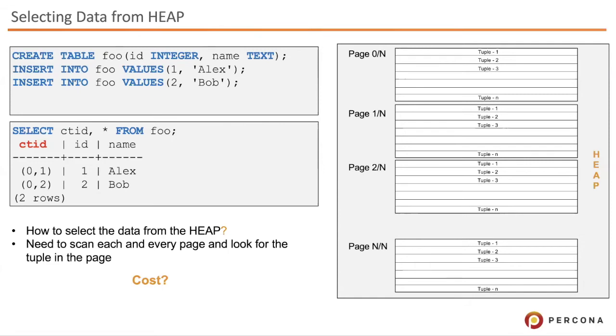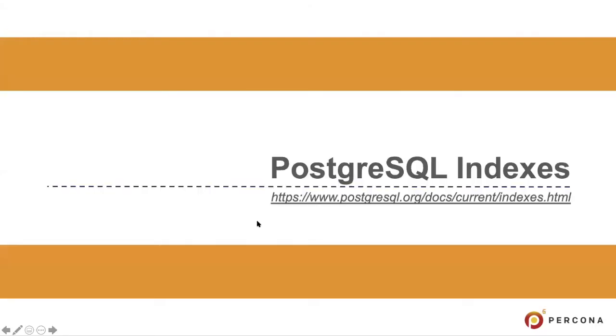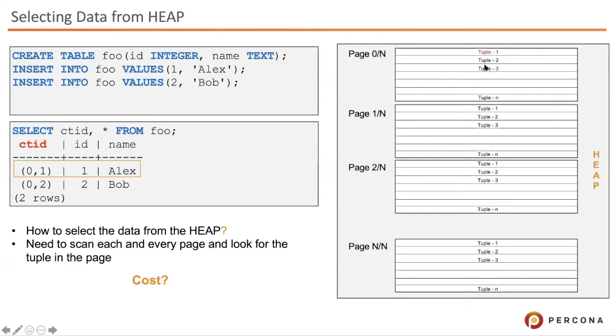So how do we select the data from the heap? We need to scan the pages. We have to go to each page. For example, if I run a query where ID is greater than 2, we have to scan each and every page, like the first tuple, second tuple, third tuple, and read where ID is greater than 2. Or ID is less than 1. So we have to scan that. If you see the first one, Alex, maybe it's very small, but you can see 0,1 Alex is tuple 1, and 0,2 Bob is tuple 2.